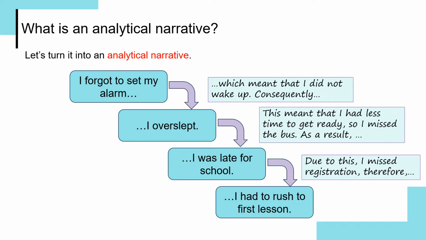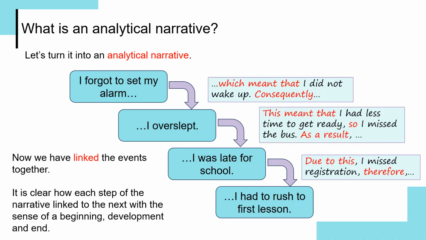So let's turn it into an analytical narrative. So here, the first bit, I forgot to set my alarm, adding in the analytical link, which meant that I did not wake up. Consequently, I overslept. Now we've linked the events together with a sense of beginning, development and end. It's clear how each step of the narrative links to the next. It's in a coherent and logical order, and notice particularly the language being used.